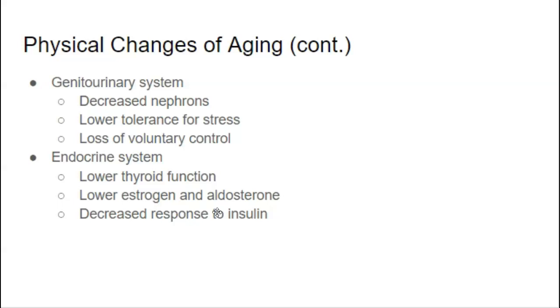Genitourinary, I just kind of mentioned that. They do have a few less nephrons. Remember, nephrons are the functional unit of the kidney. So over time, those deteriorate a little bit. So you don't have as much kidney function. And so that can be reflective and seen on blood testing.